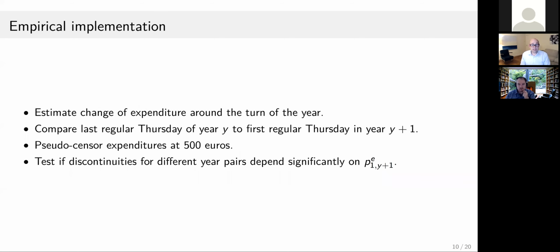Good. Then, with these data in hand, we estimate the change of expenditure around the turn of the year. And in particular, what we do is we leave out the Christmas period. Obviously, when you want to look at this discontinuity in care consumption, you need to think about this a little bit more. What we did end up doing was to compare the last regular Thursday of year Y to the first regular Thursday in year Y+1. So think of comparing something mid-December to something in the beginning of January, 7th or something like that, right? So the first regular Thursday of the new year.